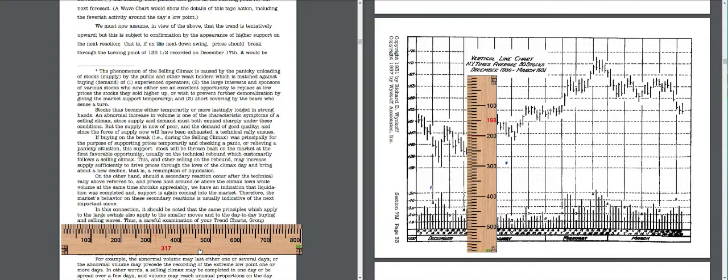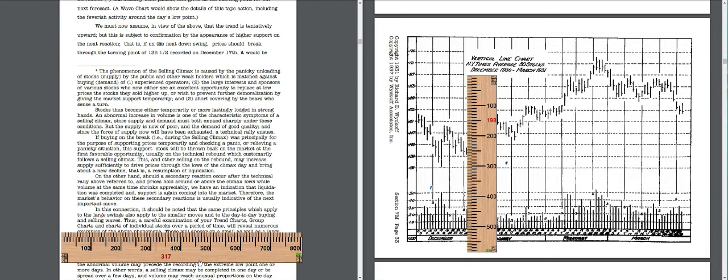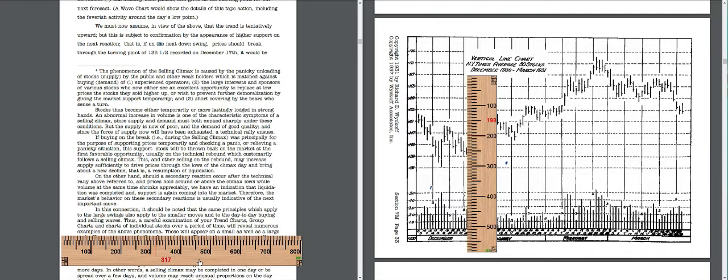So a careful examination of your trend charts, group charts, and charts of individual stocks over a period of time will reveal numerous examples of the above phenomena. What he's saying is look at the charts over a period of time and you will see this phenomena. What phenomena? Well, climax, secondary tests, changes of behavior, etc., etc.